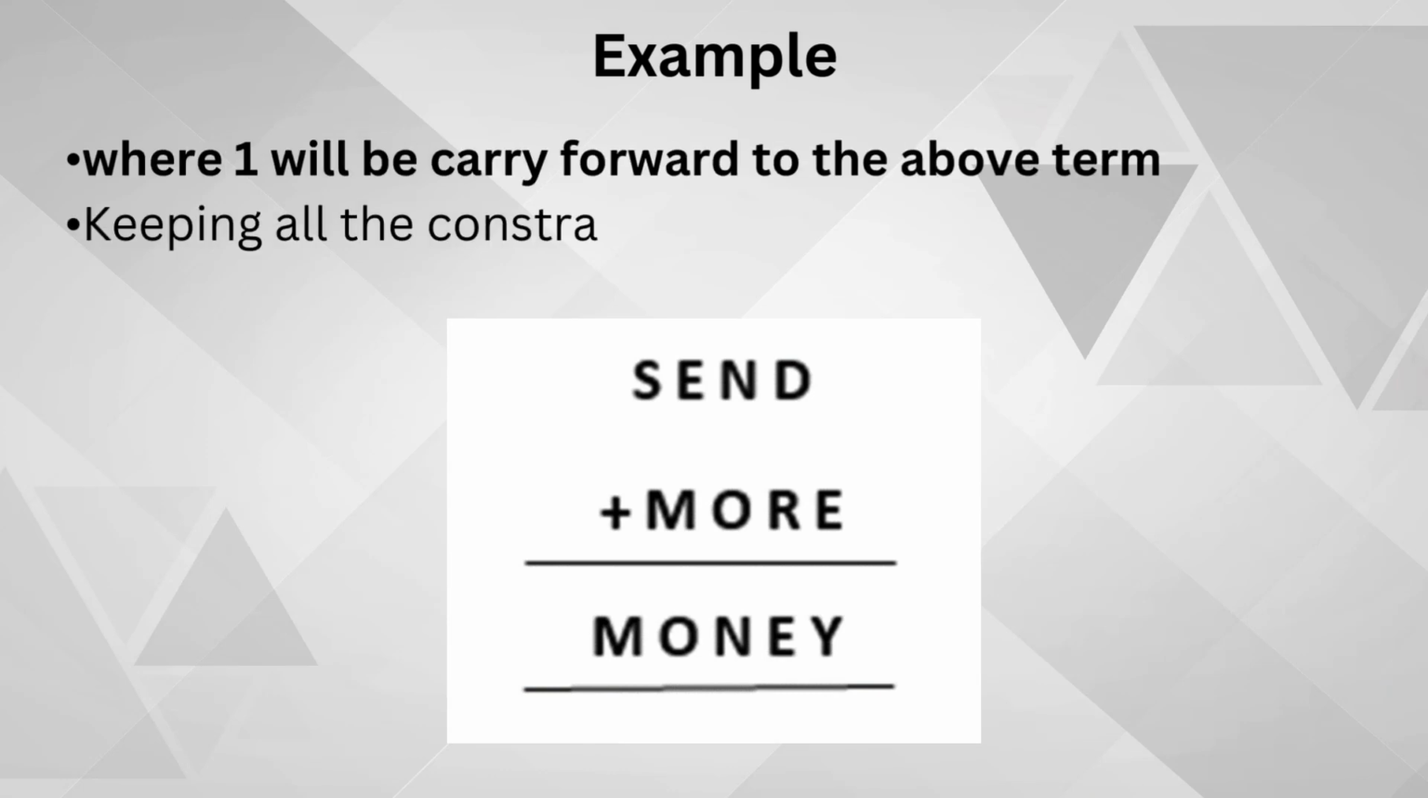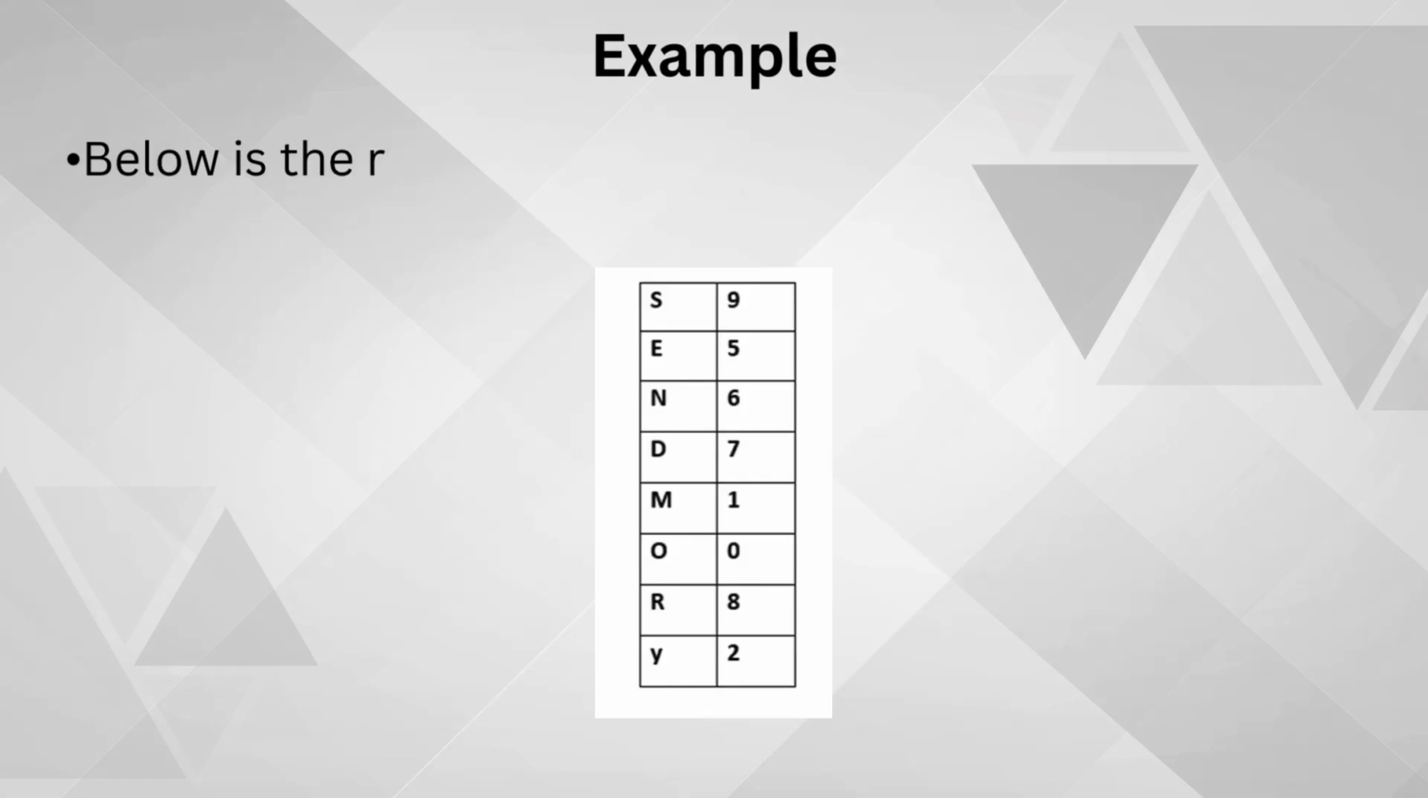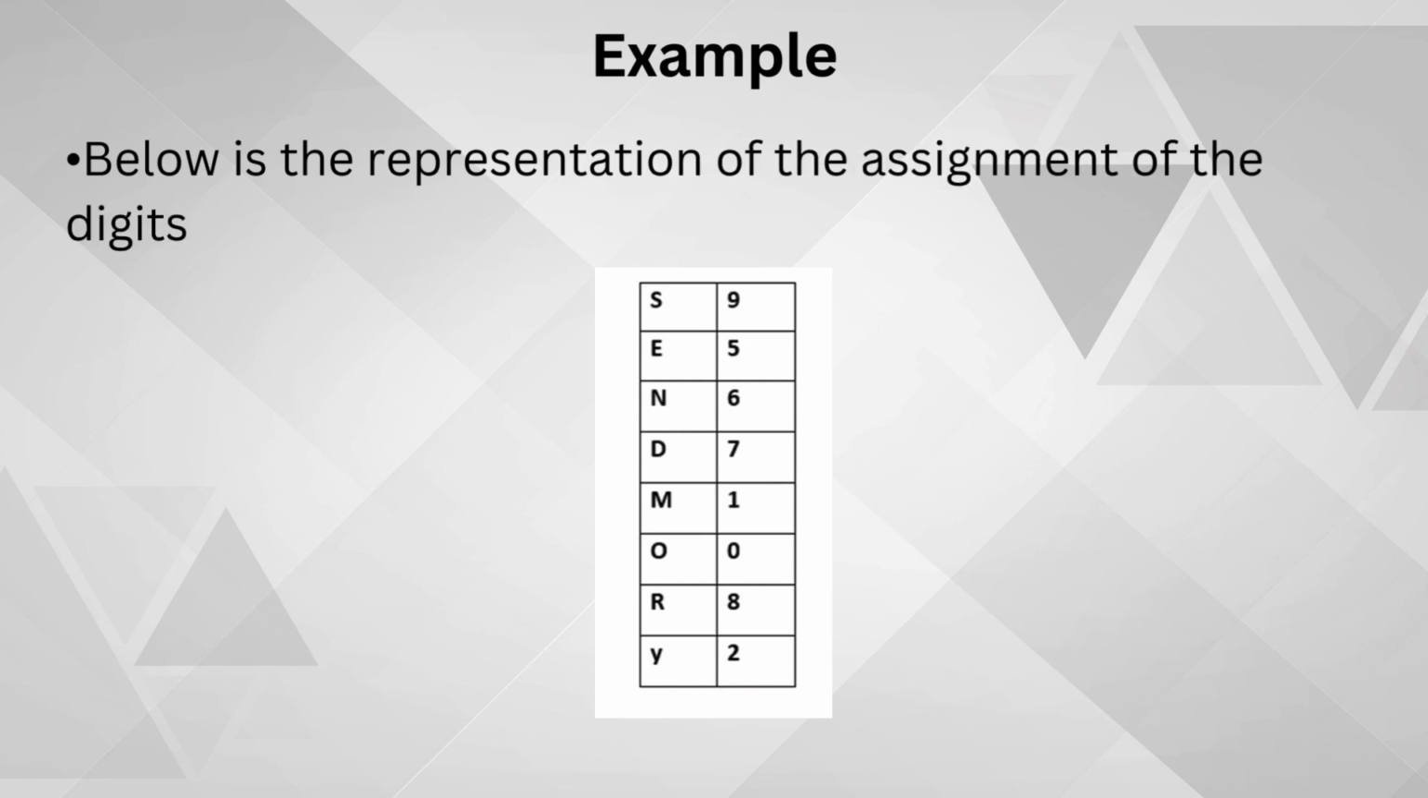Keeping all the constraints in mind, the final result is as follows: send plus more is equal to money. So, below is the representation of the assignments of the digits to the alphabets. So, we have S is equal to 9, E is equal to 5, N is equal to 6, D is equal to 7, M is equal to 1, O is equal to 0, R is equal to 8 and Y is equal to 2. So, finally, we have solved this problem, send more money.